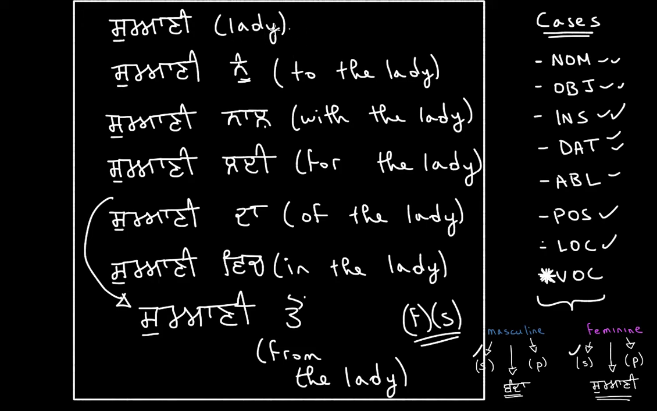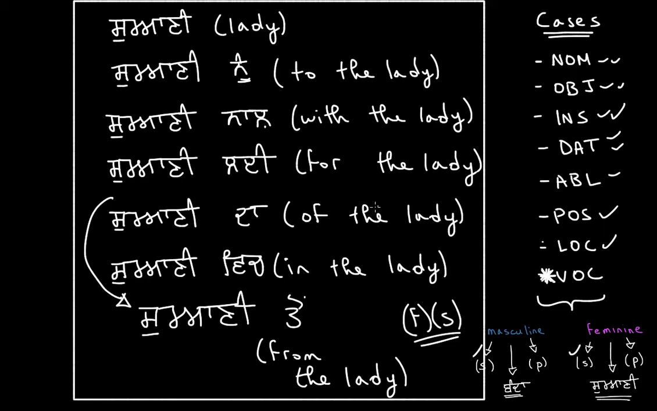Who is that? That is the lady, swarni. Who are you giving this to? To the lady, swarni nu. Who were you with? I was with the lady, swarni naal. Who is doing this for the lady? So for that question, you would use for the lady. And we'll leave questions to the end of this unit because questions have a slightly alternate structure.